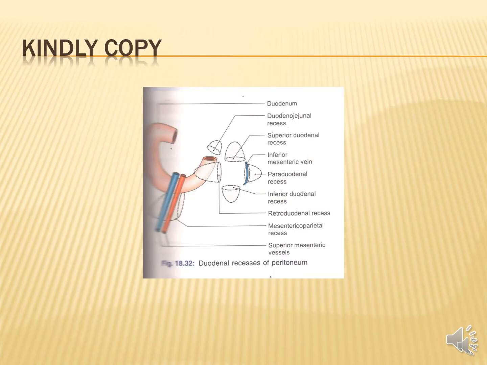And now you have to practice this schematic diagram of the duodenal recesses. Here we can see superior duodenal recess, how it is facing downward, inferior, how it is facing upward. And then we have the retroduodenal, paraduodenal recess, duodenojejunal recess, and mesenterico-parietal recess, which is related with superior mesenteric vessels.